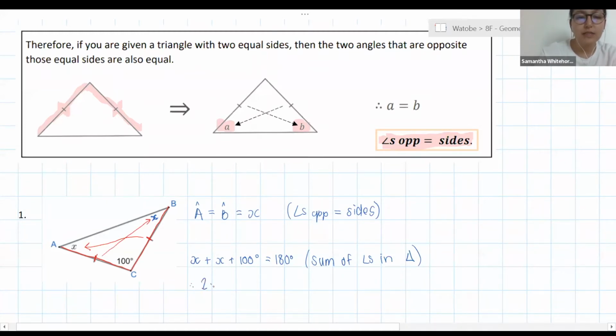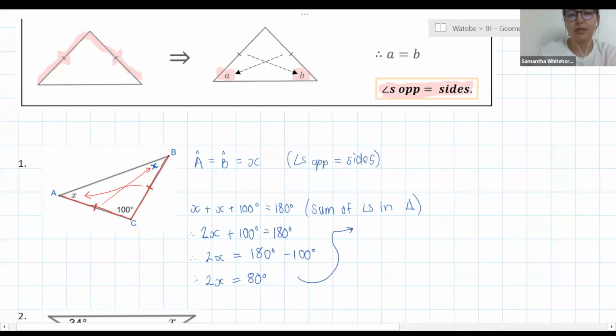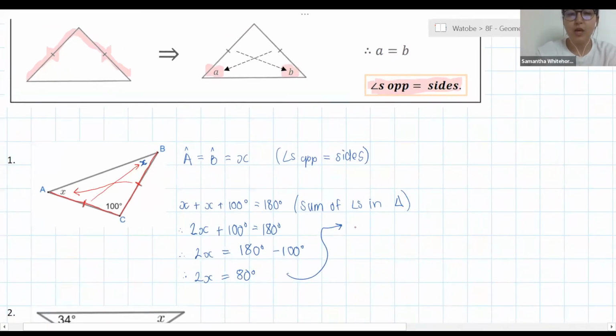So when I solve for x, x plus x is 2x. Sorry, that's a bit of a weird looking x. And then I need to go and use my inverse operations to solve for x. So the first thing I do is subtract 100 on both sides. So 180 minus 100 degrees, and then we've got that 2x is equal to 80 degrees. From there, we know that we have to divide both sides by 2, which means that, as I'm seeing on the chat, which is really great, x is equal to 40 degrees.